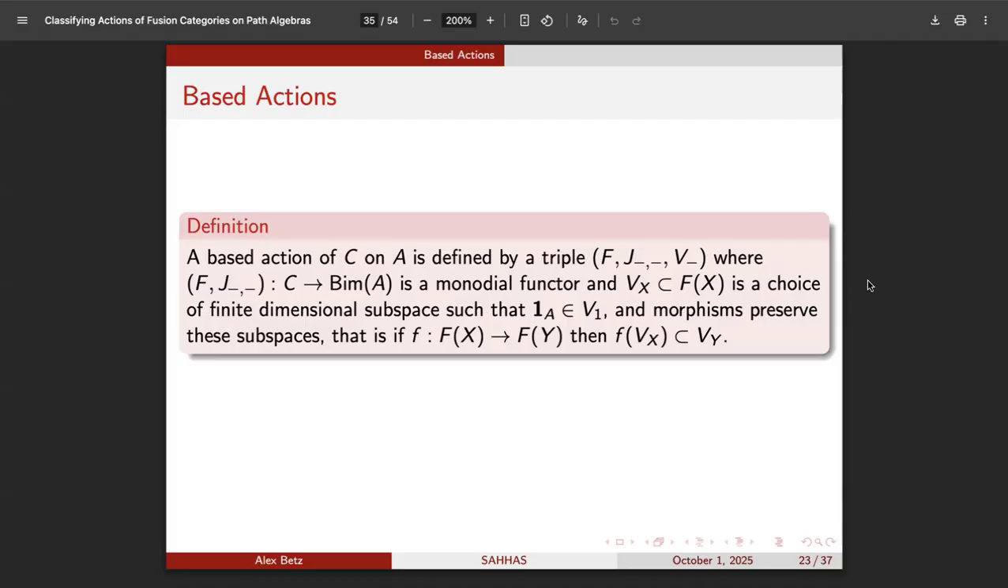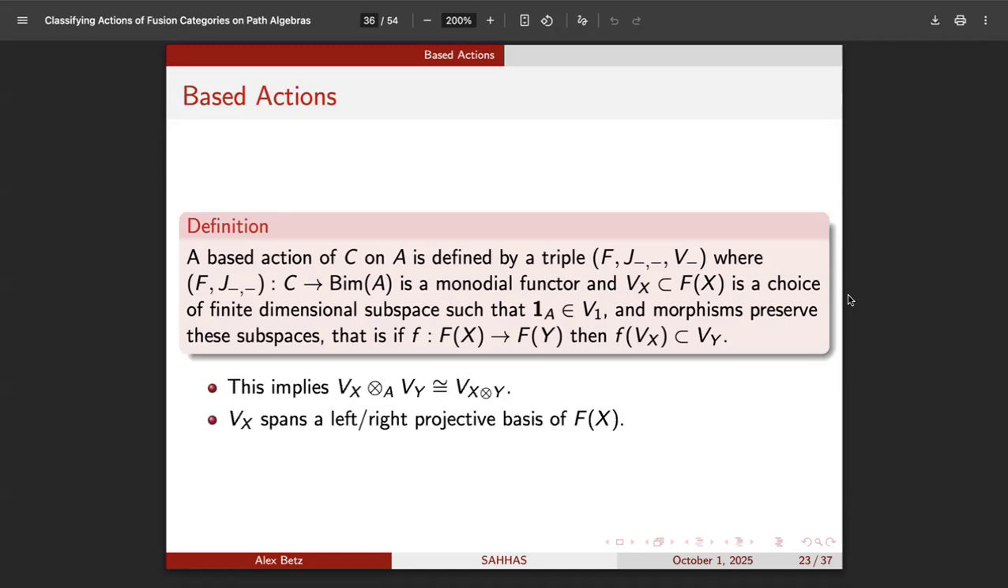Right? This is a monoidal functor, so it's going to send the unit in C to the unit in Bim-A. The unit in Bim-A is just the algebra, and I'm requiring that we have some finite dimensional subspace of the algebra, V1. I want the unit in the algebra to live inside that subspace.